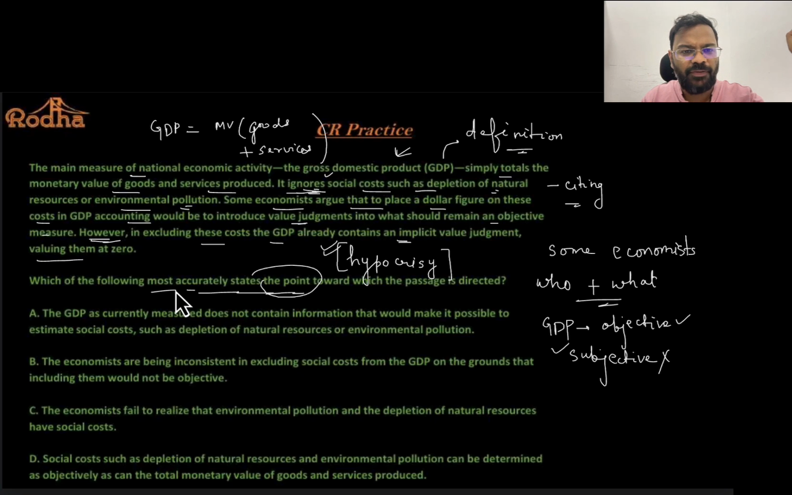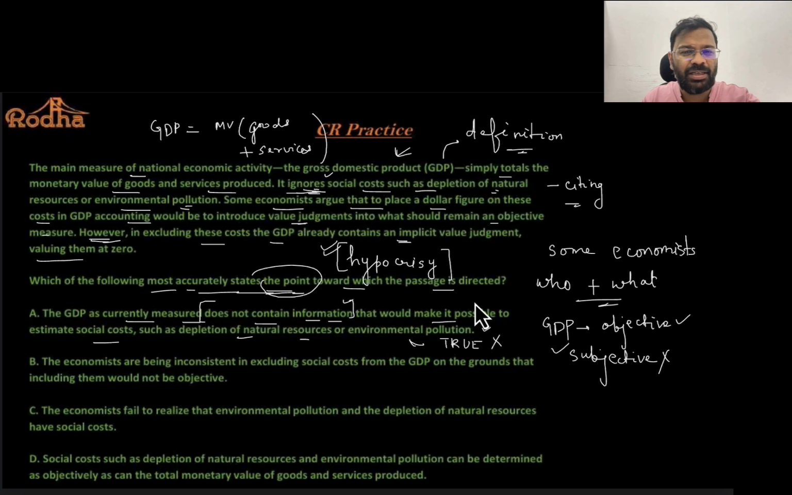Let's see. Which of the following most accurately states the point toward which the passage is directed? Let's see. The GDP as currently measured does not contain information that would make it possible to estimate social costs such as depletion of natural resources or environmental pollution. This is true, maybe? You might think that this is true. The GDP as currently measured does not contain, but does it not contain information? Was the paragraph anywhere about whether the GDP as currently measured contains information, or was it a conscious choice of leaving these things out? It was a conscious choice of leaving these things out. So this particular part of the option is a problem, which puts this option at least as not true. Also, this is not the main point.